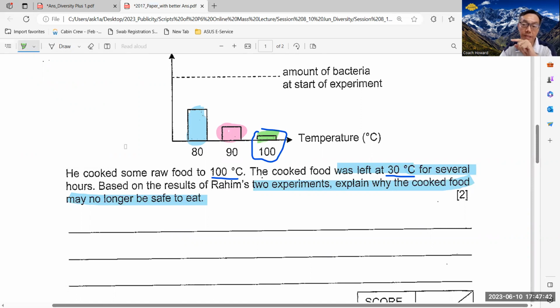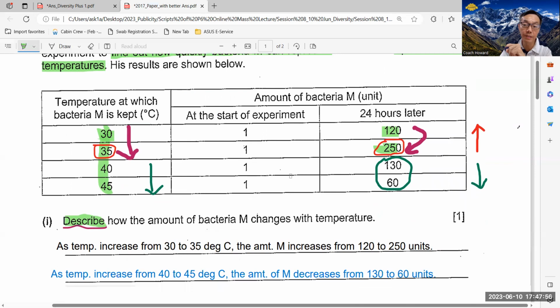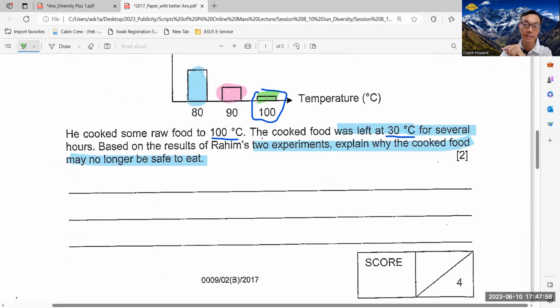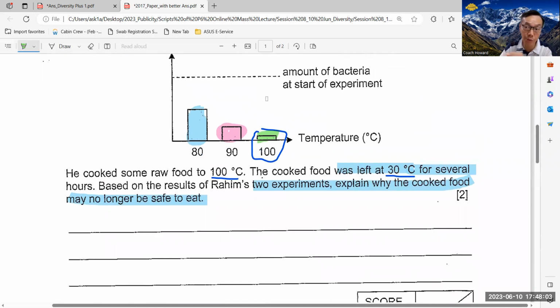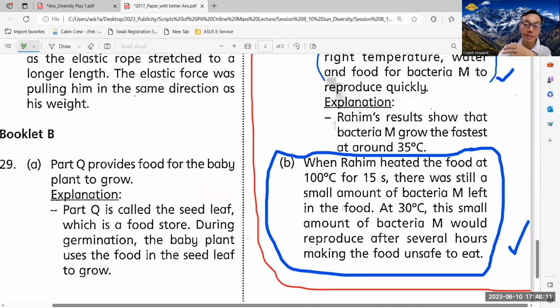But remember, if you see the earlier graph, if you kept at 30 degrees, right, can you see 24 hours later, it will increase to 120 with one bacteria. Because remember, down here is definitely more than one, even at 100 degrees. Okay, they did not say how many, but definitely is more than one. So if you multiply that for several hours, right, the bacteria can increase to an unsafe amount for eating.